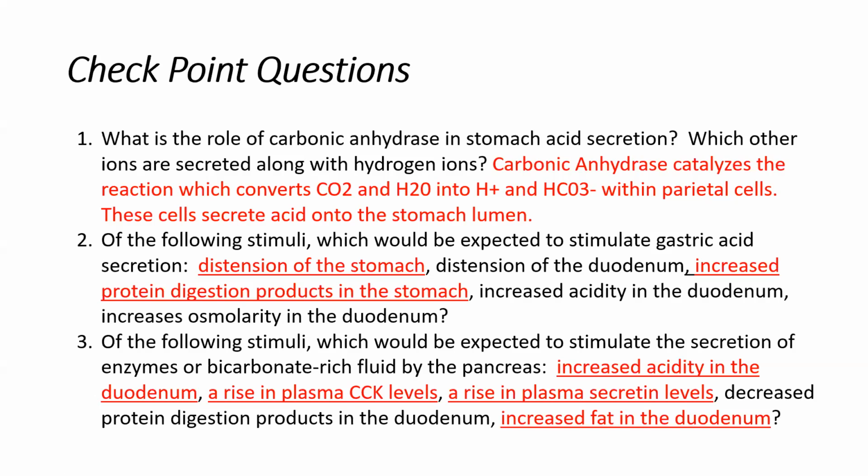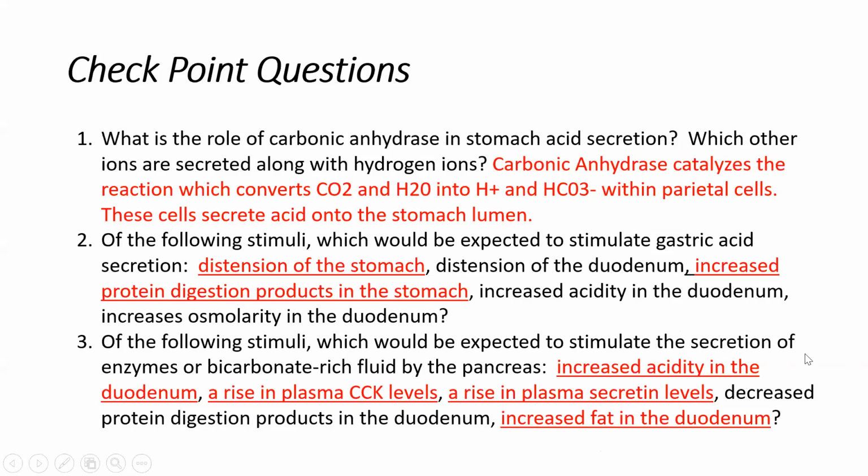The third option here, decreased protein digestion products in the duodenum, that is going to be the opposite of a stimulus for enzyme and bicarbonate release. Okay, if we increase protein digestion in the duodenum, that would be a stimulus. And then the final one, increased fat in the duodenum, yes, that is going to be a stimulus for enzyme secretion to break down that fat and bicarbonate fluid to neutralize the acidity of those contents.